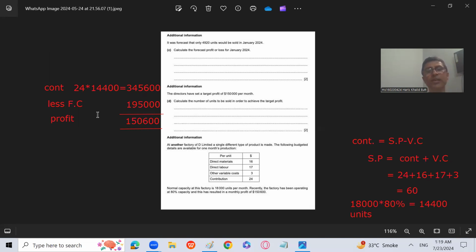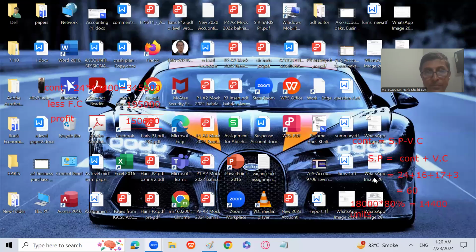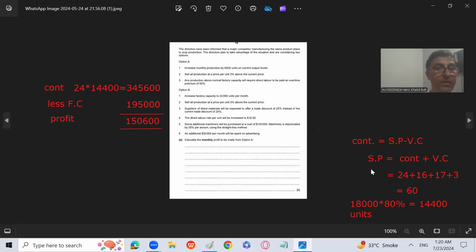This calculation of fixed cost is somewhat difficult, but not that much because all the data is available. If total profit is given, and contribution per unit is also given, 24 multiplied by 14,400, the gap between contribution and profit is the fixed cost. So you can take the difference of the two amounts and get the total fixed cost, which is 195,000, right? So this is how we have solved it. Now let's move to the next part of the question, which is the most important and most difficult part. And for that, we are basically doing all the stuff.